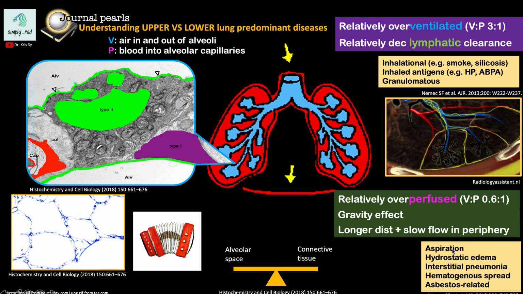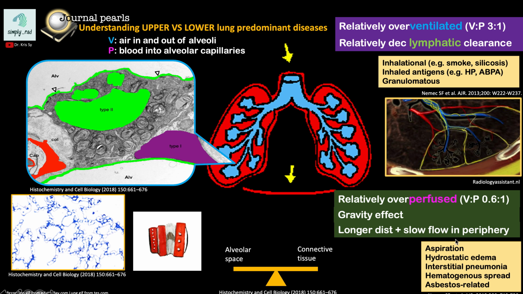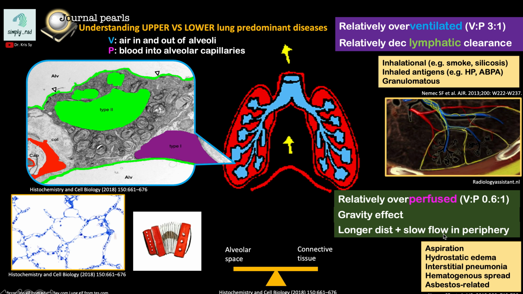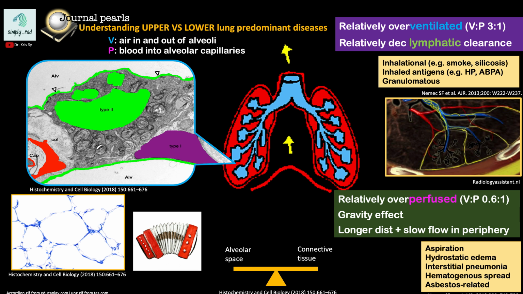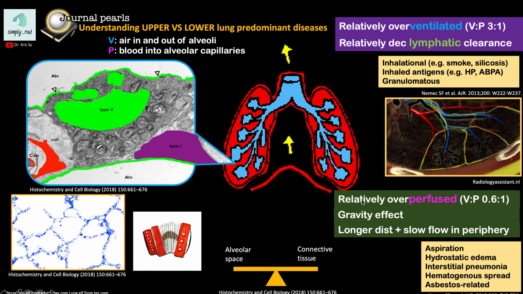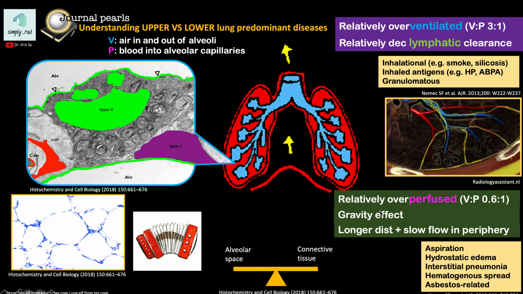Other diseases such as the aspiration pneumonia could be explained by a more vertical course of the right mainstem bronchus in the upright patient and hence would develop in the more dependent regions.